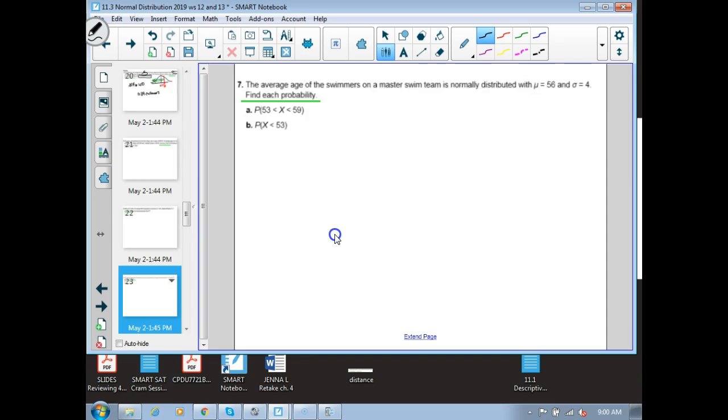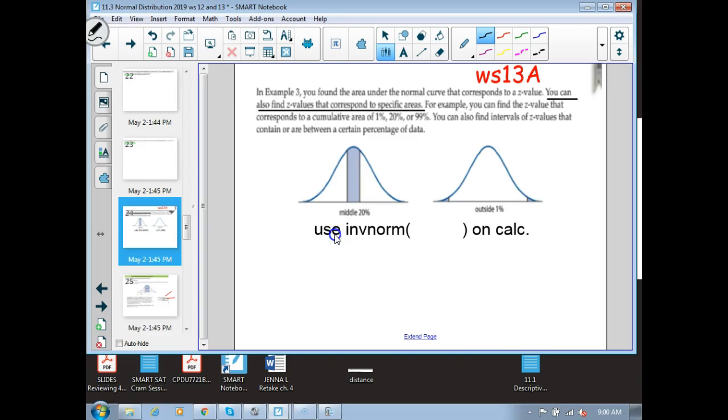All right, something else on my calculator. There we go. So it is worksheet 13, I believe, for you guys.